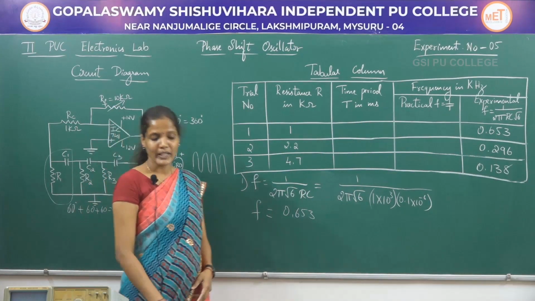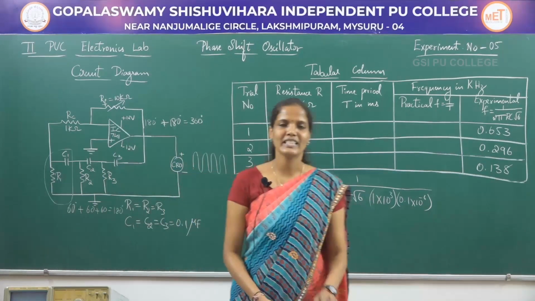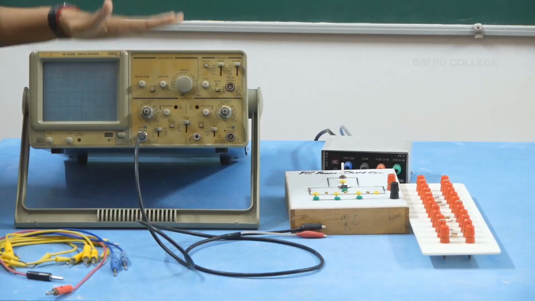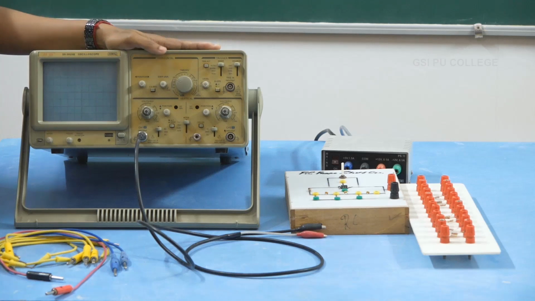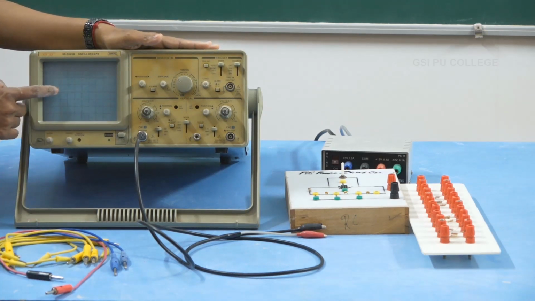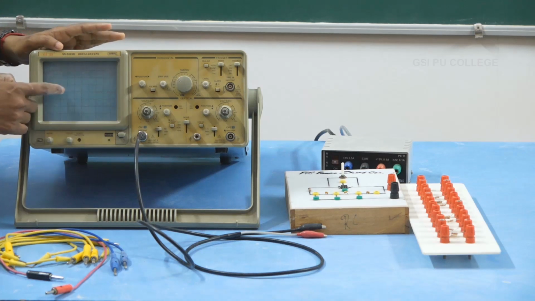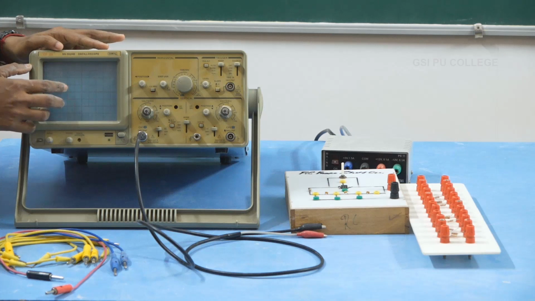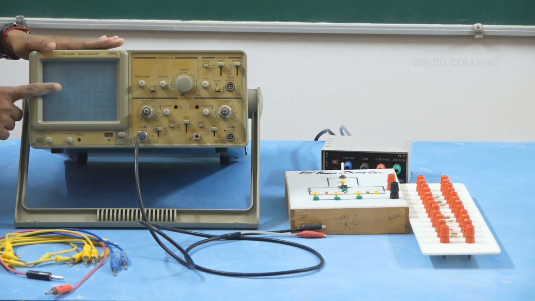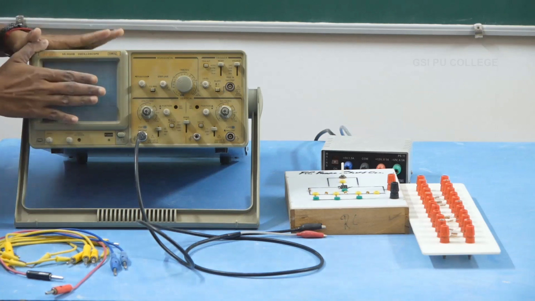So let us begin with the circuit connection of this experiment. For this experiment, we are going to use a CRO, that is, a cathode ray oscilloscope, in which we are going to use the screen in order to measure the time period. Here we will be getting a waveform. With the help of the waveform, we have to note down the time period between the positive peaks or the negative peaks of the waveform.